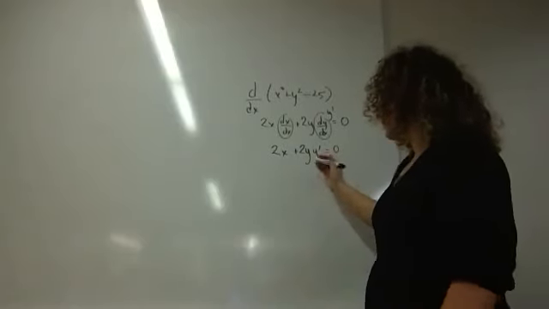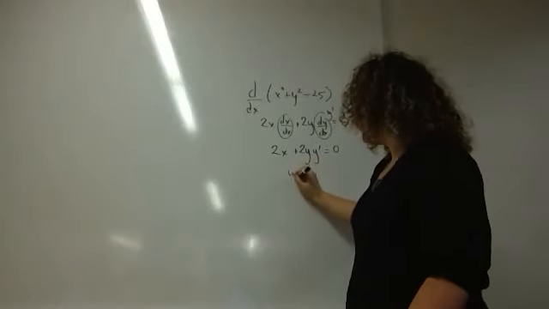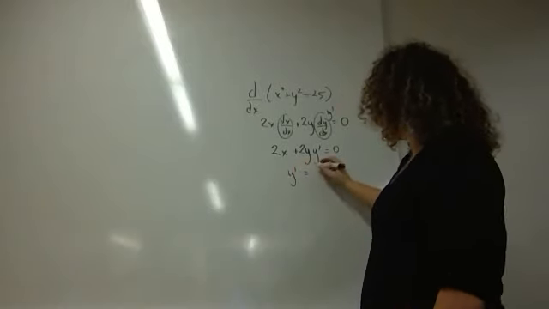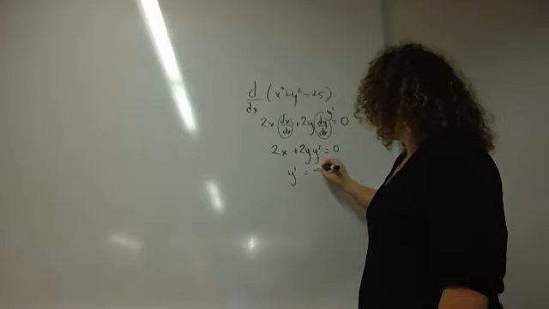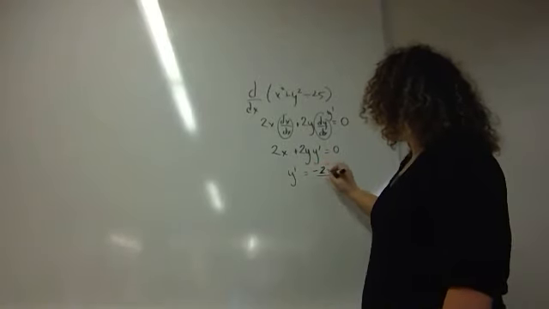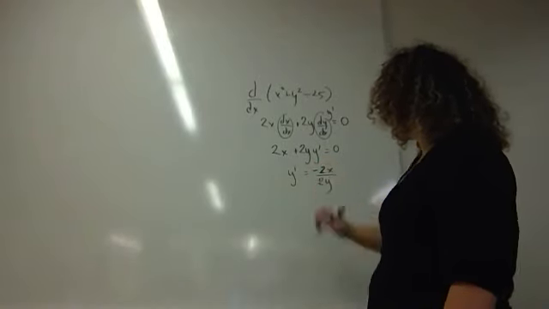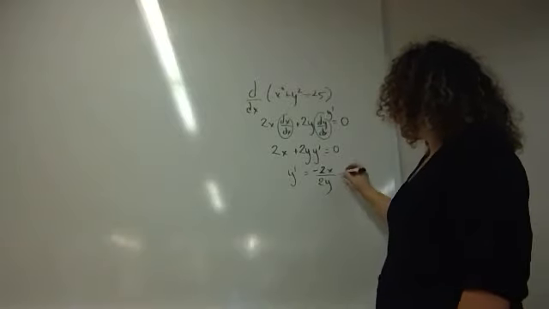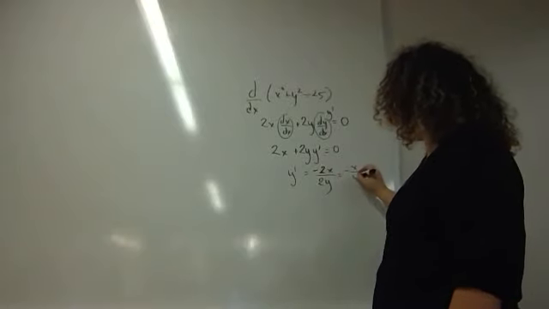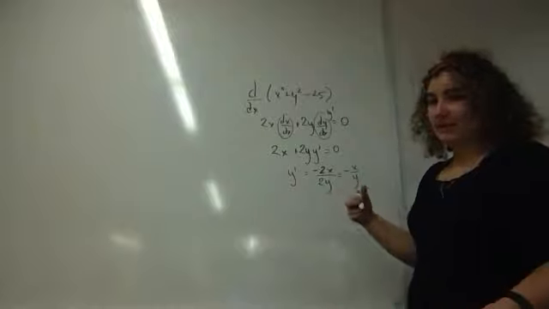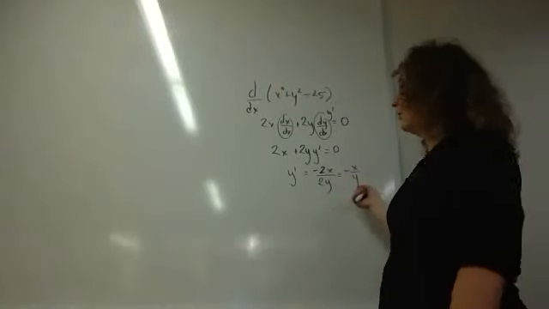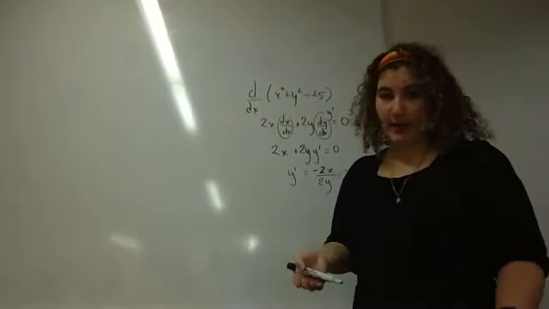So when you do this, you're going to get y prime equals negative 2x divided by 2y. Right? So basically negative x over y. So then when you're looking at, say, a tangent line, this will help you out of what's going on and how it's looking.